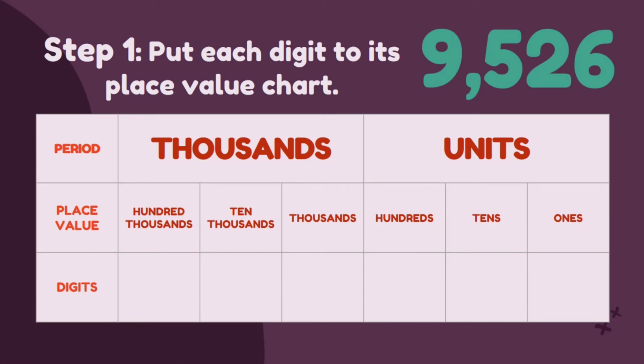Step number 1. Put each digit to its place value chart. We should write the numbers in group or set. So we put each digit to its place value chart. Always remember that each period has 3 digits. So we put 6 in ones place, 2 in tens place, 5 in hundreds place, and 9 in thousands place.